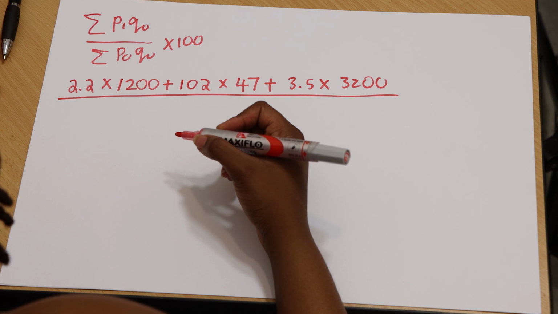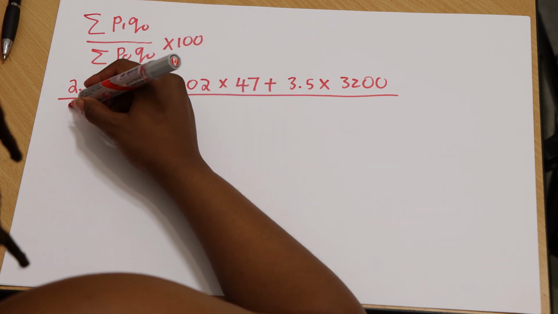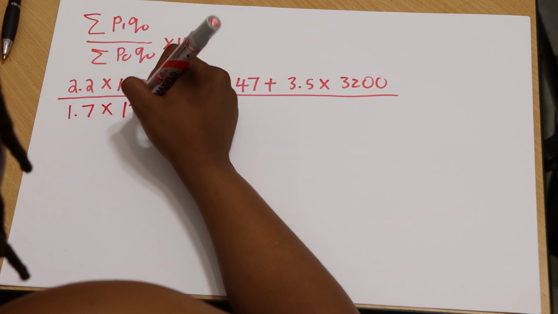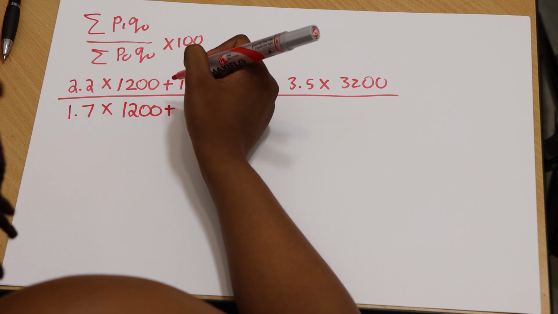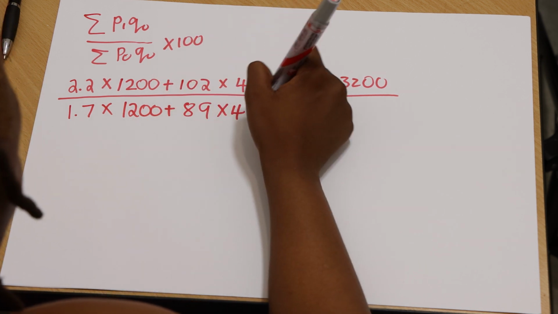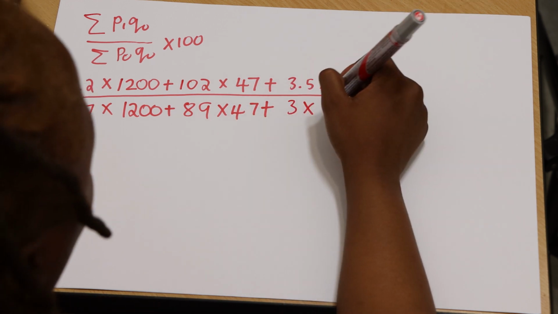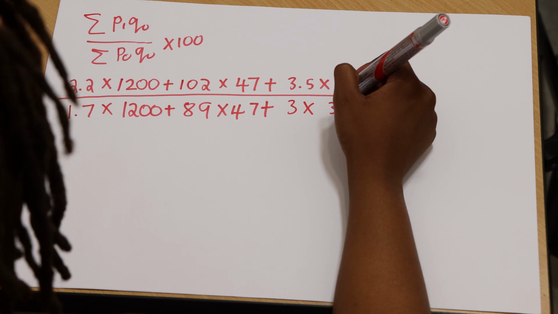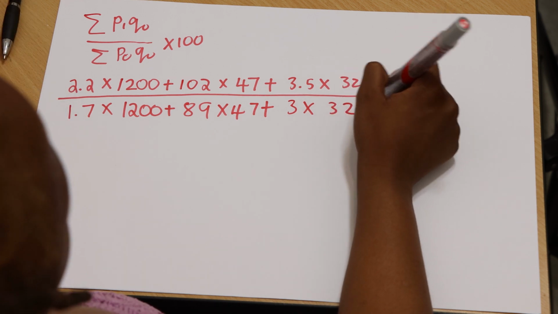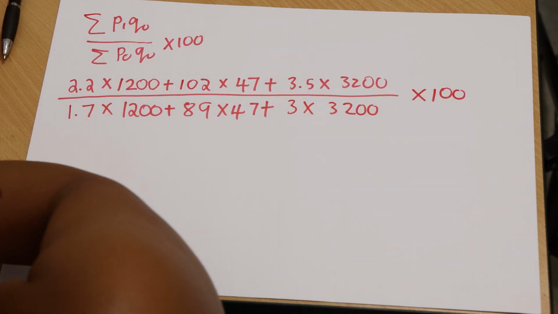P0 Q0. Then you're going to multiply the contents on the first column after the goods and the second column. So it's going to be 1.7 multiplied by 1,200 plus 89 times 47 plus 3 multiplied by 3,200, multiplied by 100.